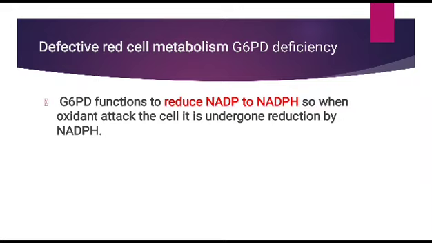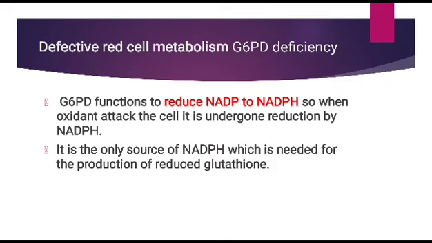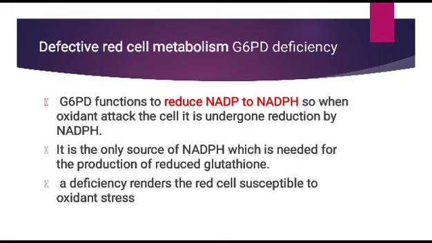So when the oxidant comes to the cell, NADPH gives H and makes water with the oxidant stress. So neutralization occurs. And NADPH is the only source for production of reduced glutathione. Deficiency of this enzyme renders the cell prone, exposed, or susceptible to oxidant stresses.